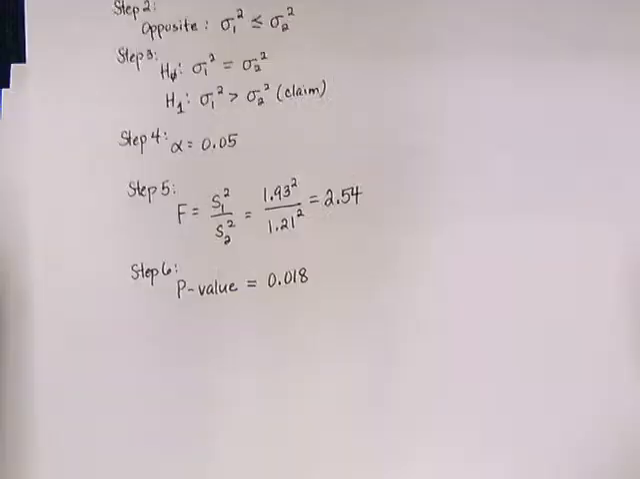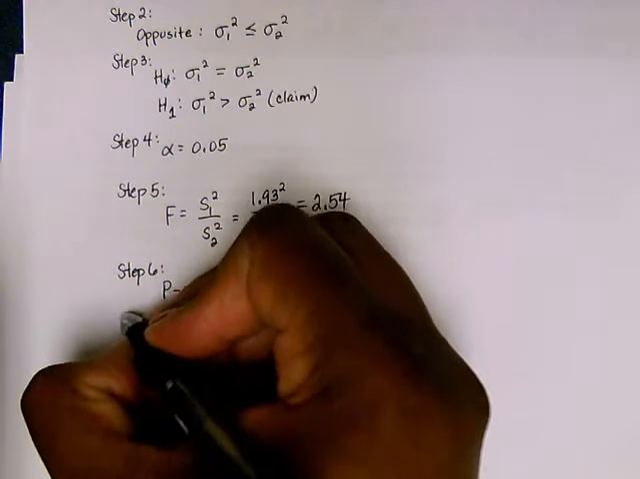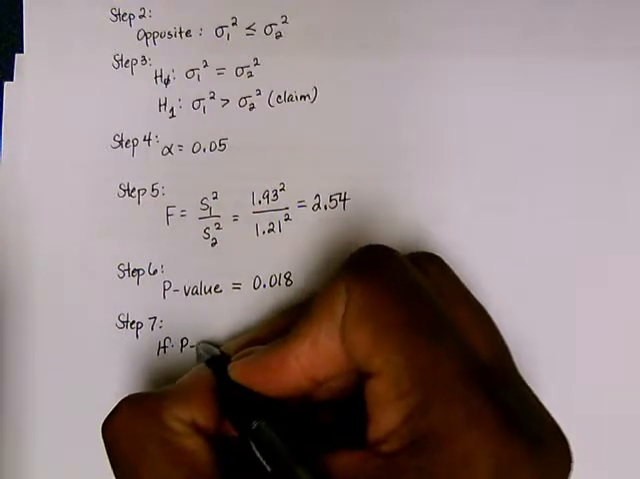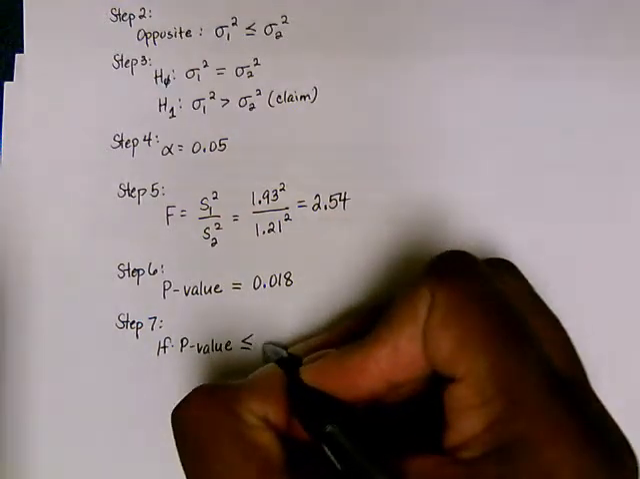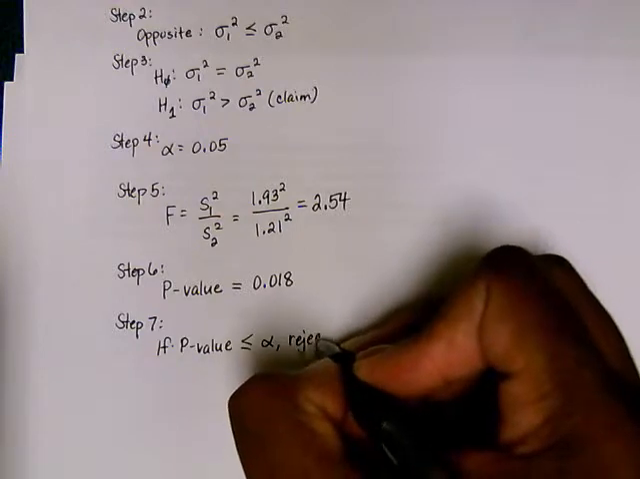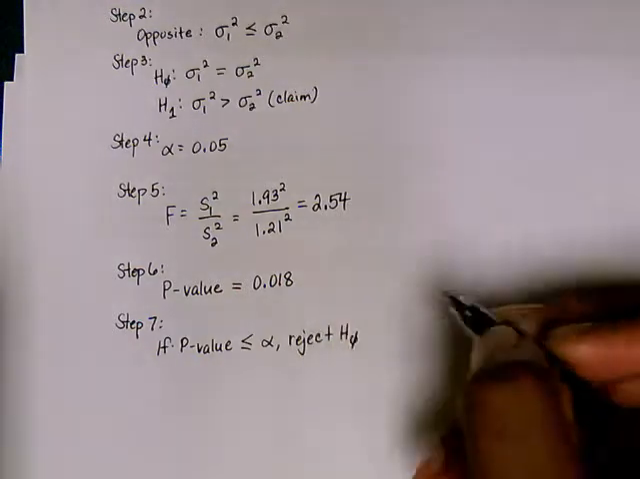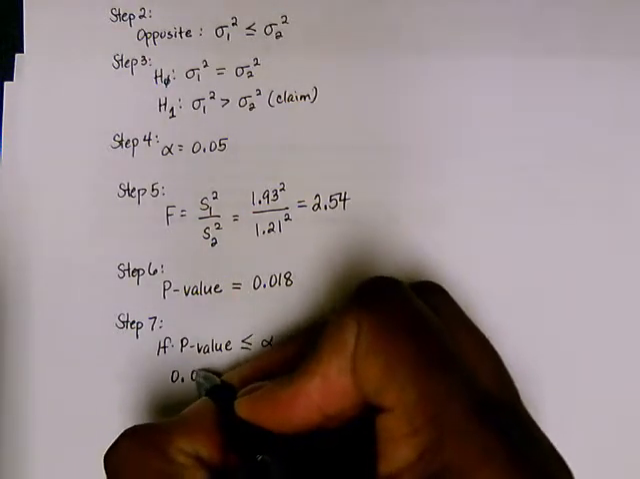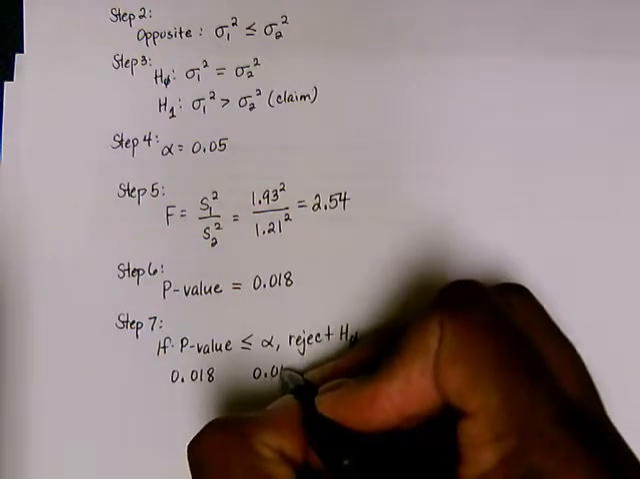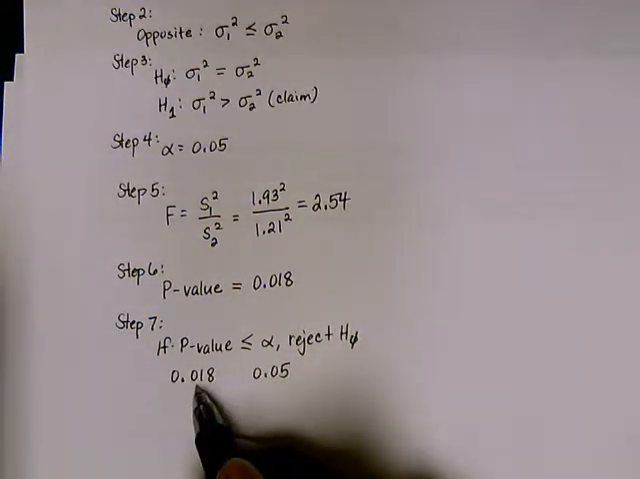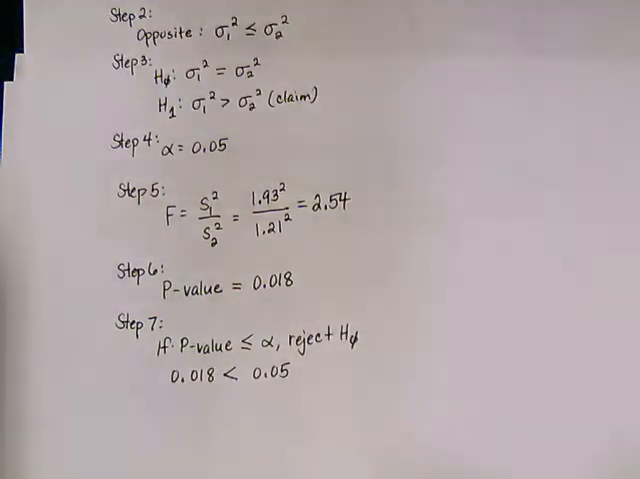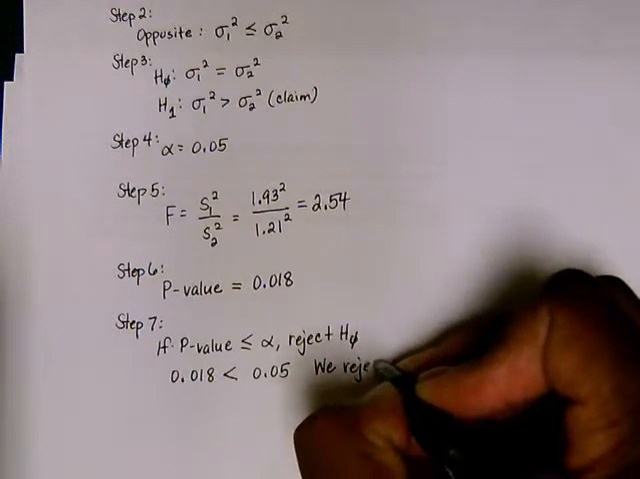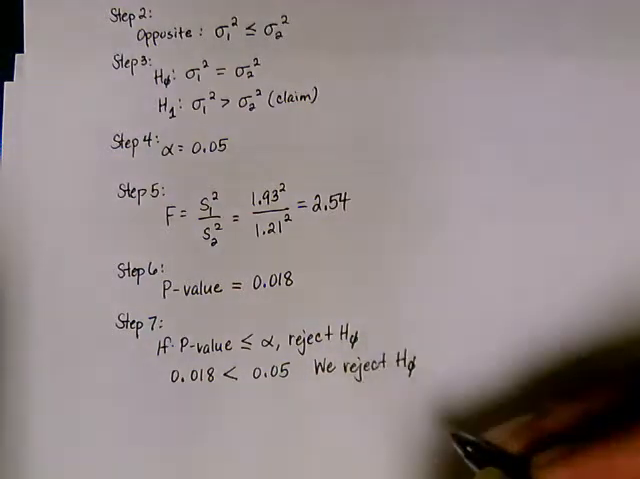Okay. Now step number 7 is the decision rule. If your p-value is less than or equal to alpha, reject the null hypothesis. Okay, now the p-value in this case was 0.018. Your alpha level was 0.05. Compare these two, 0.018 is less than 0.05. And that does satisfy the decision rule, so we reject the null hypothesis.